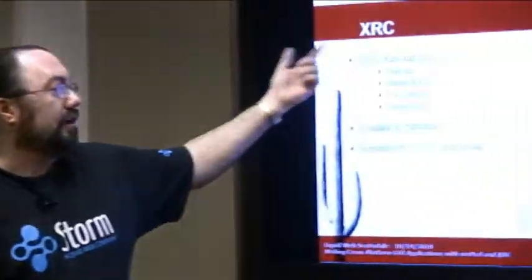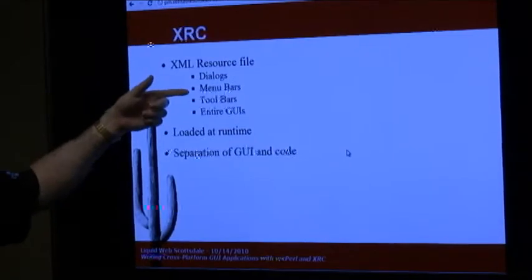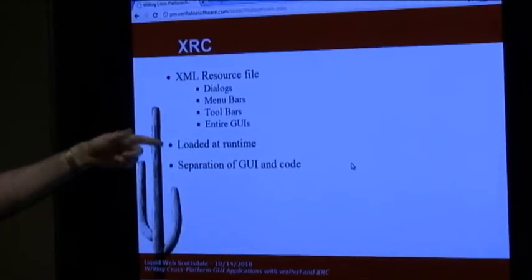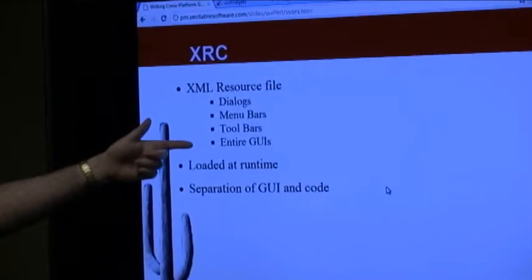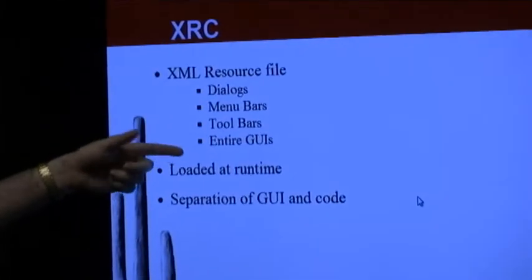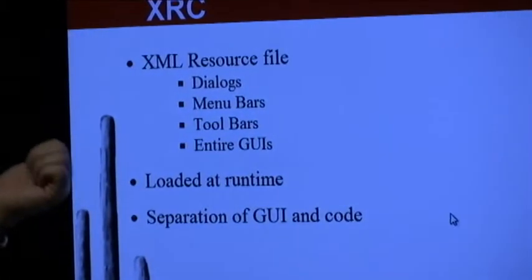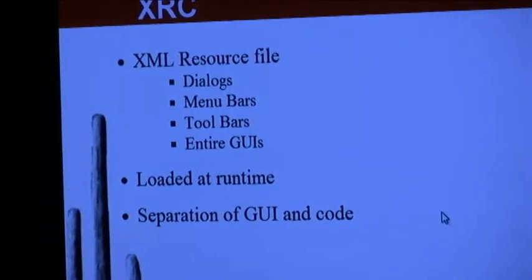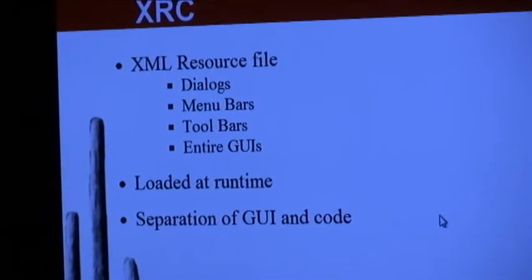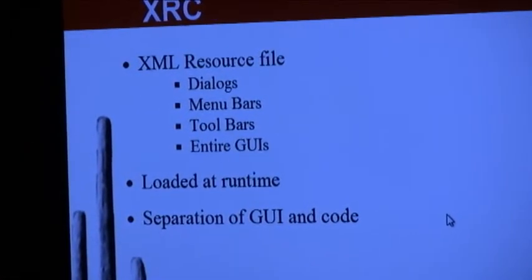Just rearrange it, and your program should still work fine with it. It'll just reload it at runtime and go. So the types of things you can have in there: dialogues, menu bars, toolbars. And I said these are off the website, and entire GUIs, because the one I'll show you later that I did, I've got pretty much everything specified in there. There's only a handful of error dialogues that I've actually got within my code.